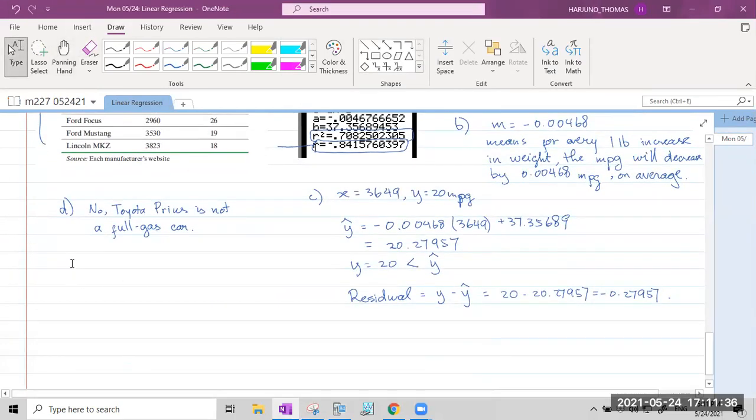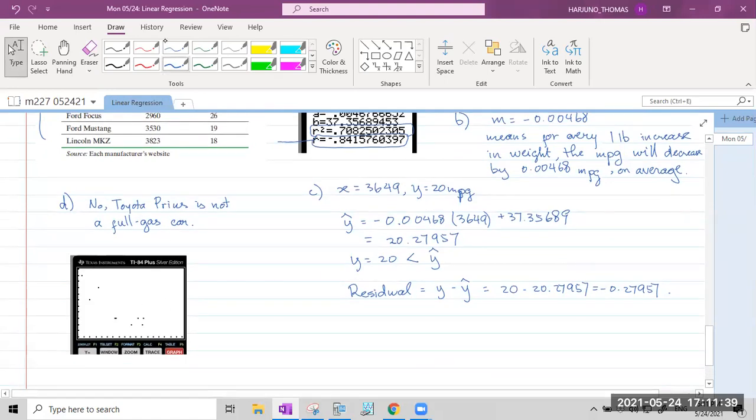Let me put it here. So using this scatter plot, you can tell that the linear regression line is approximately like this. The more you increase the weight of the car, the smaller the mileage. Now, we're supposed to do the scatter plot first before we actually look for the linear regression line.